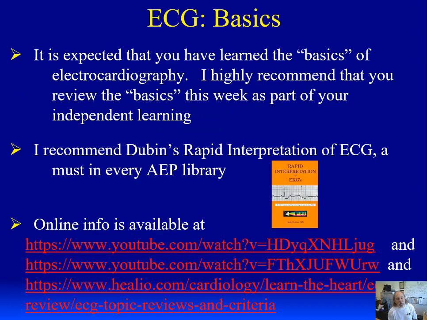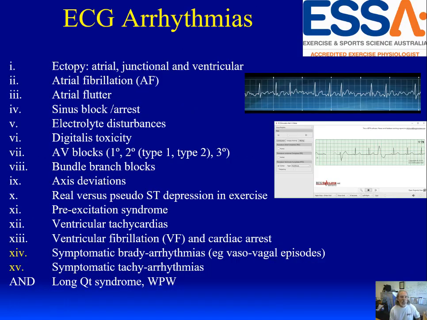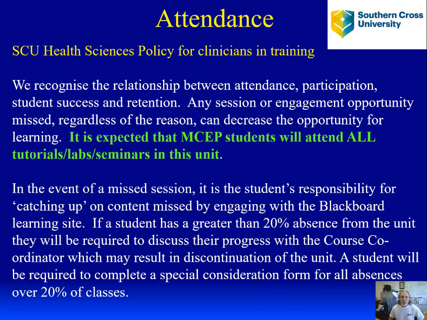For ECG basics, it's recommended that you review the basics of simple ECG. Dubin's Rapid Interpretation is really good for doing that. If not, I've given you some links here for some of the other books. And I'm pretty sure that in your content I've uploaded an ECG book for you that you can keep. This is just a list of the arrhythmias that we'll go through, from ectopics all the way down to your AV blocks, first, second, and third degree, etc.